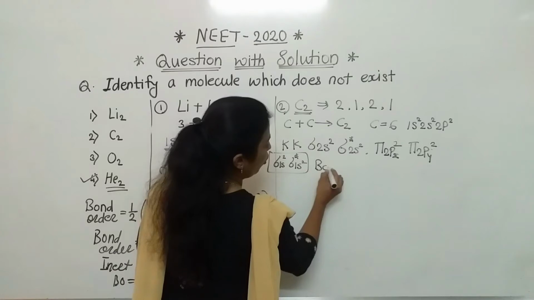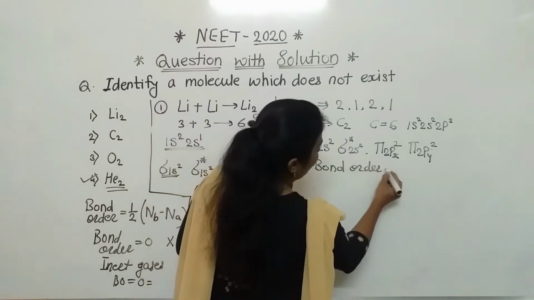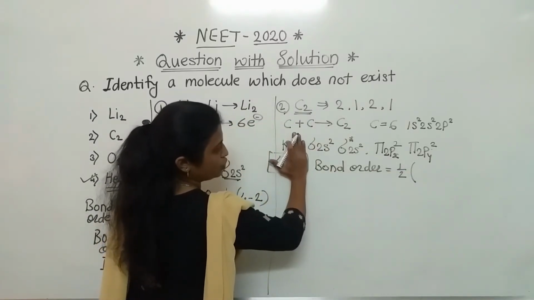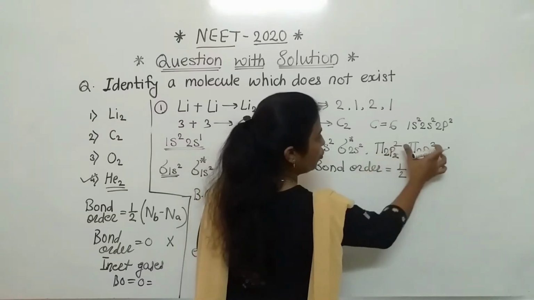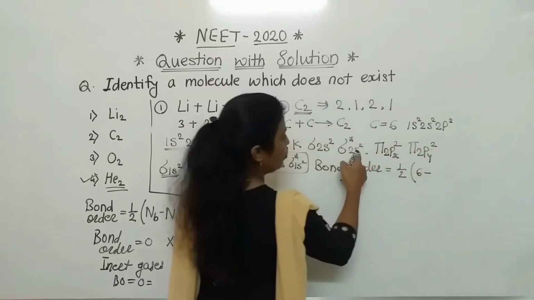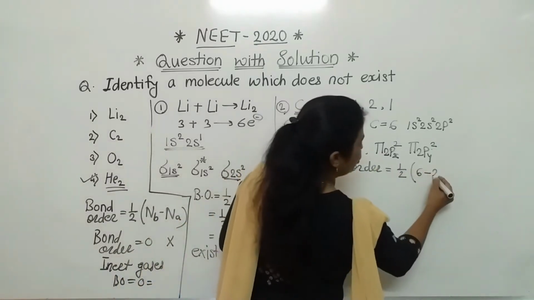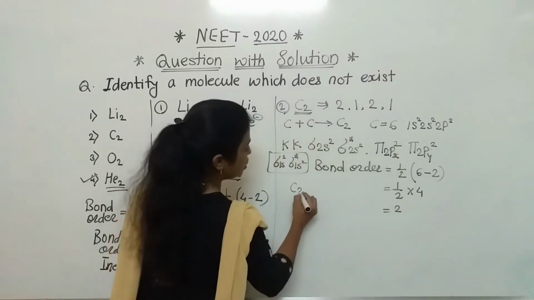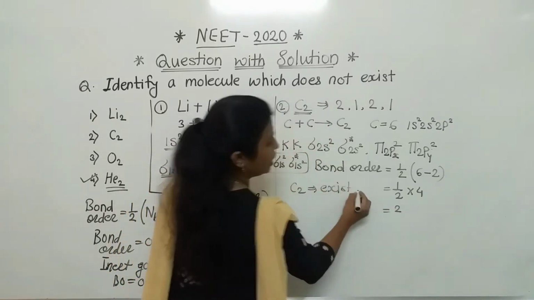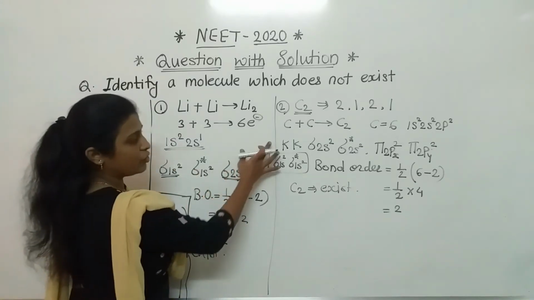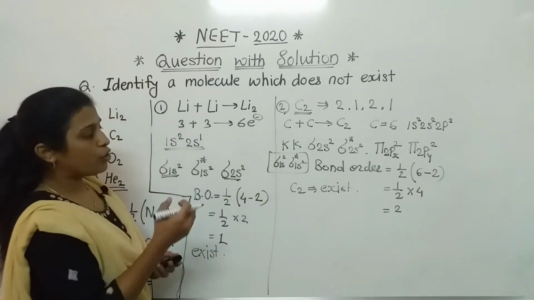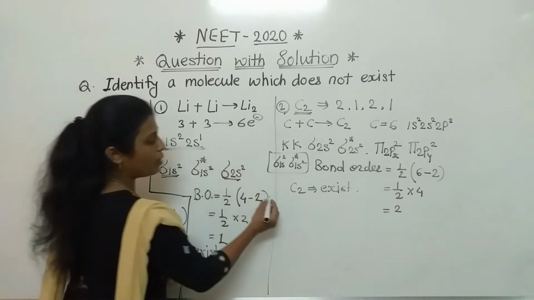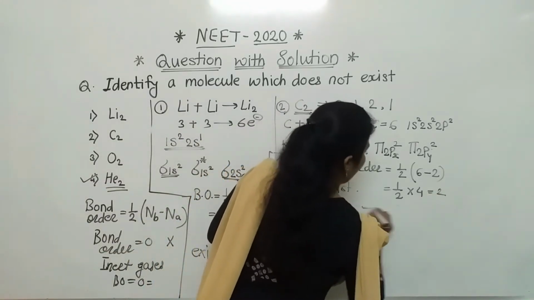So if we consider the bond order, we can say bond order is 1/2. Number of bond pair electrons, we are not taking part of this one. So 2 plus 2 is 4, 4 plus 2 is 6, minus how many antibonding electrons are there? Only 2. So here 1/2 into 4, that is nothing but 2, means C2 molecule exists. Clear to everyone? So this is the way to complete the electronic configuration and to identify whether bond order is 0 or non-zero. If it is 0, that molecule does not exist. So here we have completed our second option.